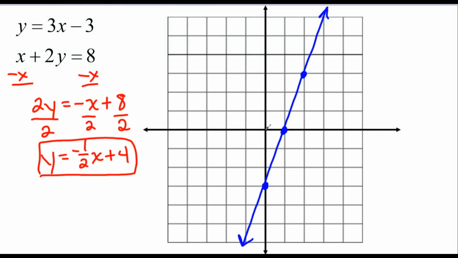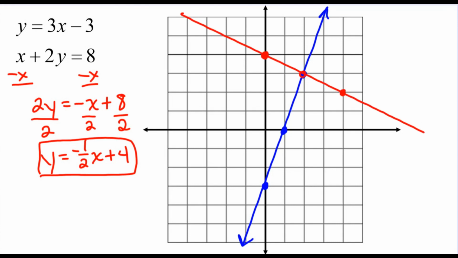The y-intercept is going to be at (0, 4): 1, 2, 3, 4. And my slope is negative 1/2. So that's down 1 over 2, down 1 over 2. Now I can see where that line is, and it's pretty clear to see where these two lines are going to cross or intersect.